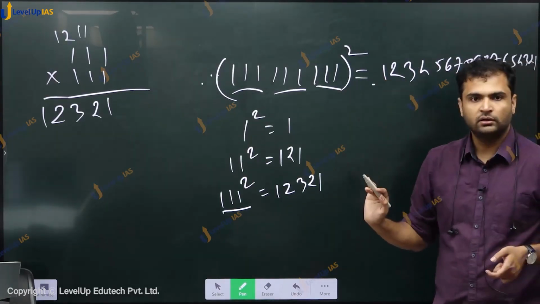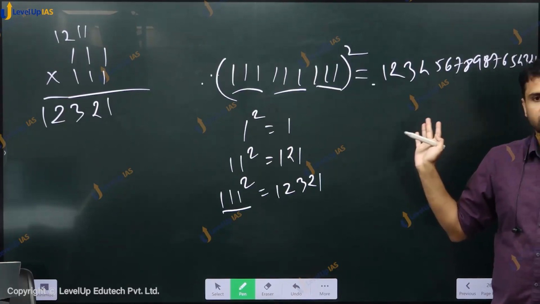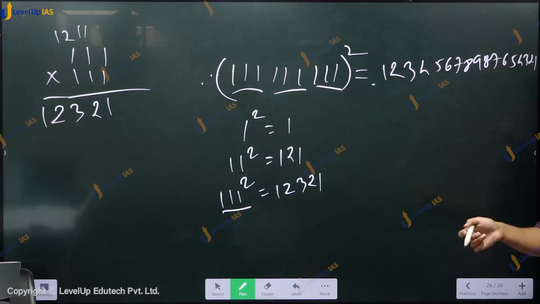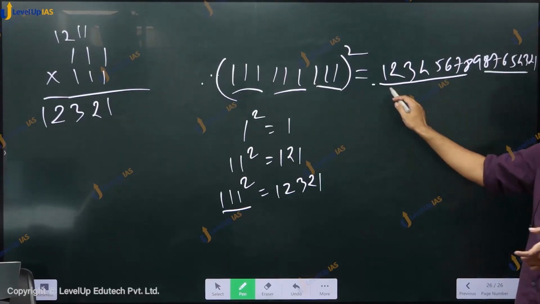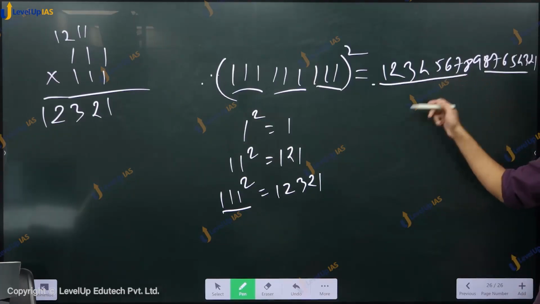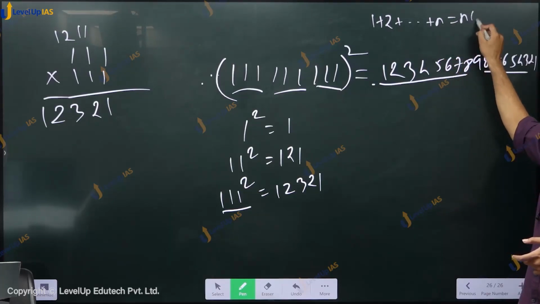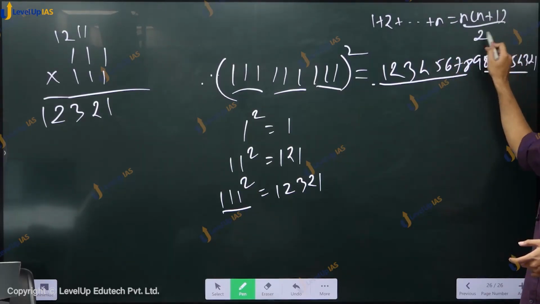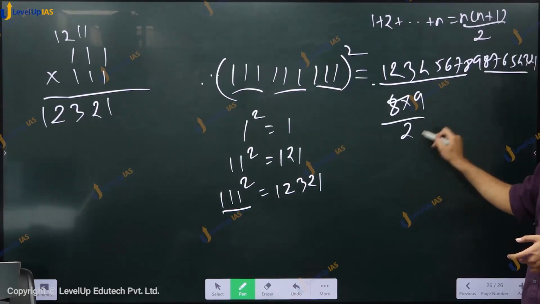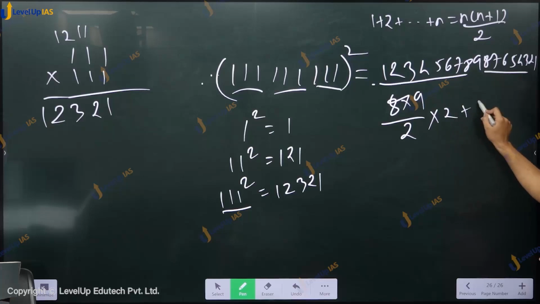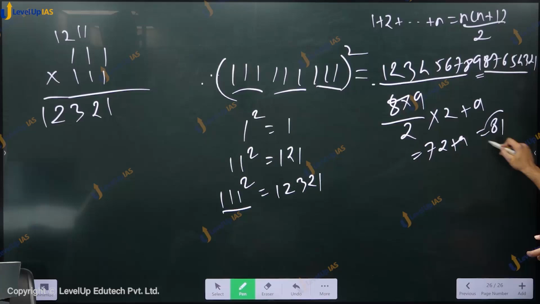This is the answer. The question is, what is the sum of the digits? Just add. And if you remember the formula that I talked about earlier, this is 1 plus 2 plus 3 plus 4 plus up to 8. The formula for that is 1 plus 2 plus up to n is equal to n into n plus 1 by 2. This is 8 into 8 plus 1 by 2, and this happens twice, plus 9. This is 72 plus 9 is equal to 81.